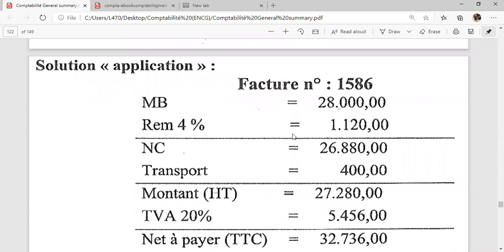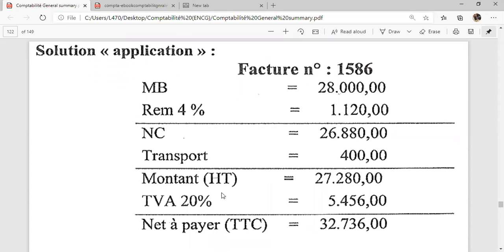between the net commercial in this case, plus the transport. So the net commercial was 26,880, transport was 400. So we add the two, it gives us le montant. So this montant HT is the montant hors tax. So the HT stands for hors tax. It's 27,280.